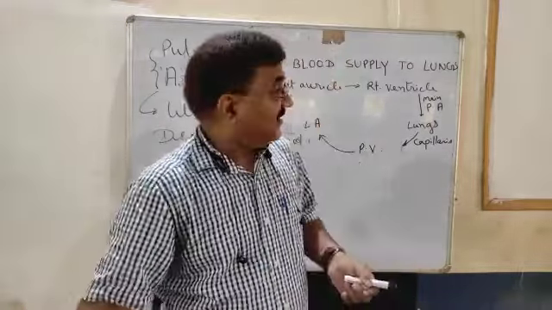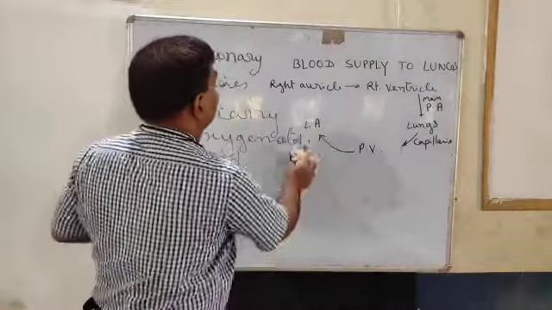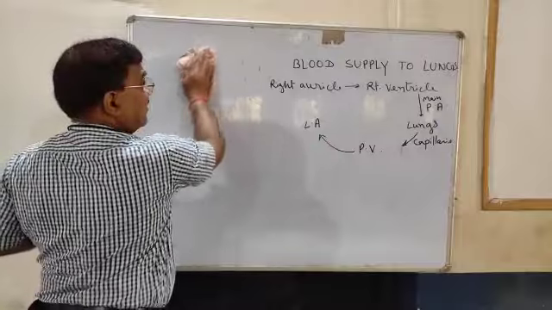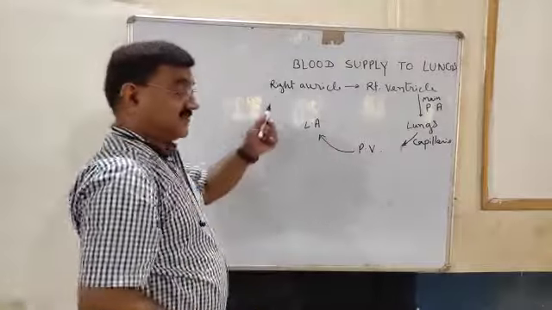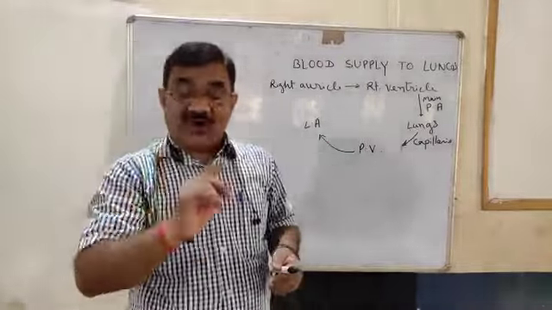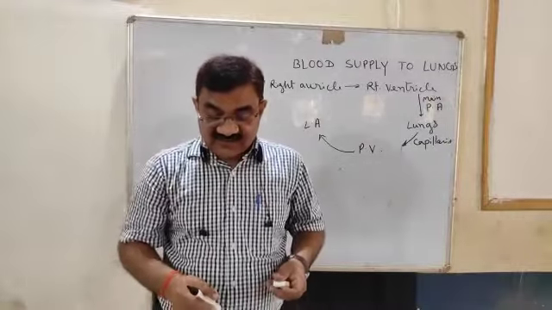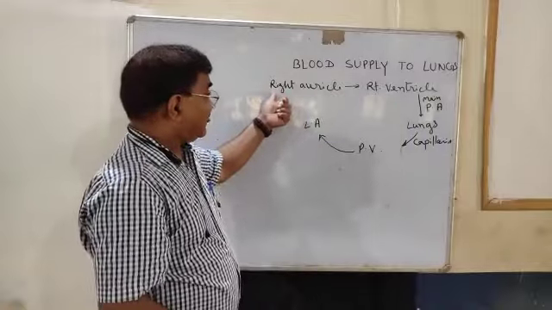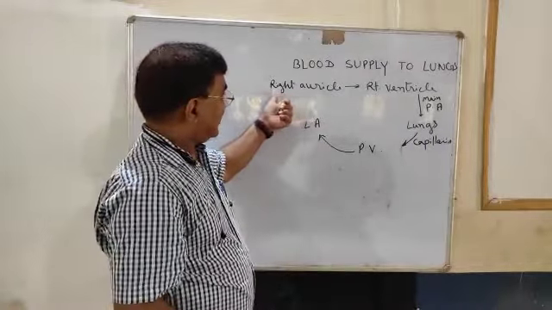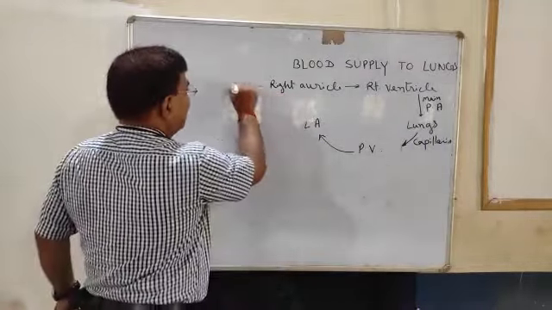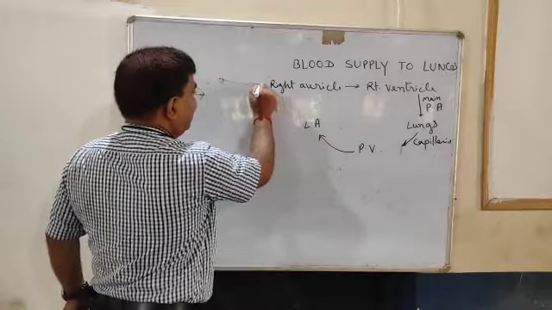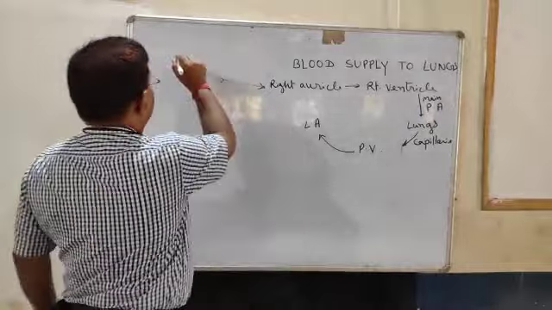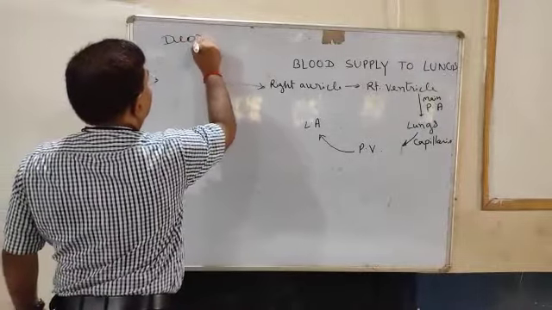This part is clear. Why was I discussing this part? Because we are going to discuss the blood supply to the lungs, a very, very important part. Now see, the right auricle will receive deoxygenated blood from the body.